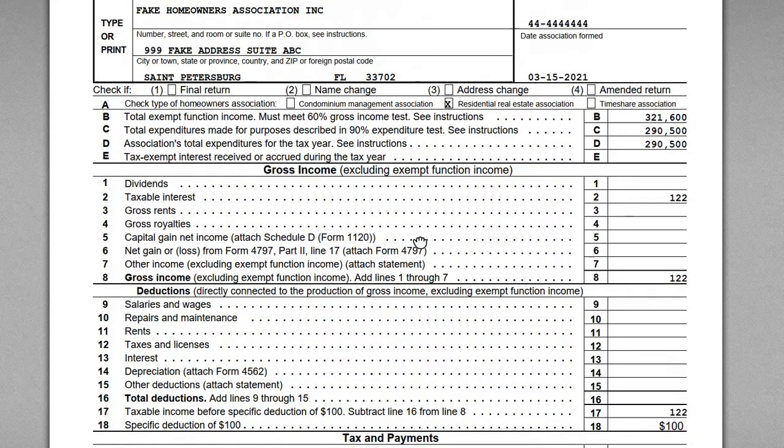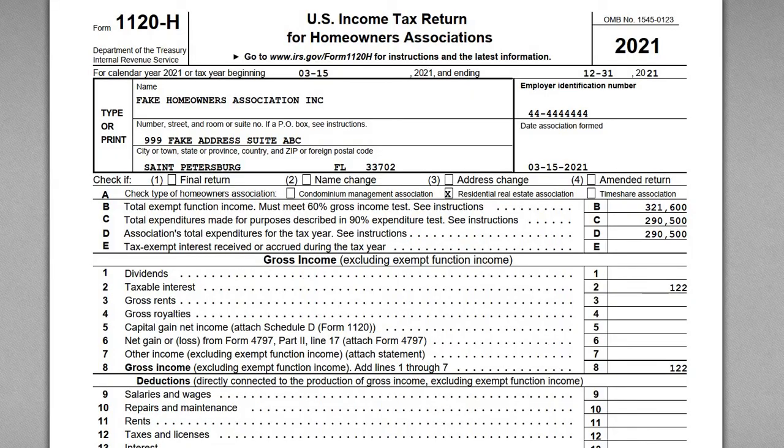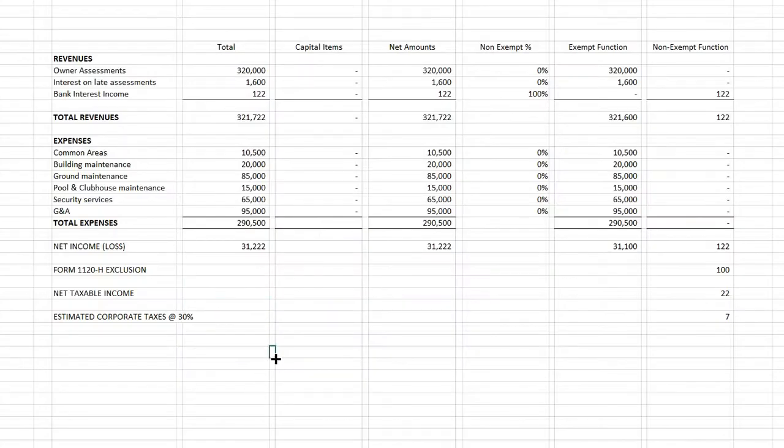Now, let's look at the workbook here, because the interest, what we see most often is a separate character that needs to be noted. So here's our very simple profit and loss for the year. So we have revenues, expenses, net income or loss, and these are the totals for the year. So we have our owner assessments, $320,000, and there we can see our bank interest income of $122,000. So that's just interest income that's earned on the savings account.